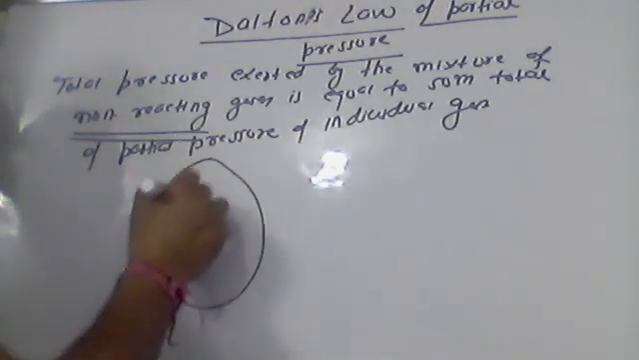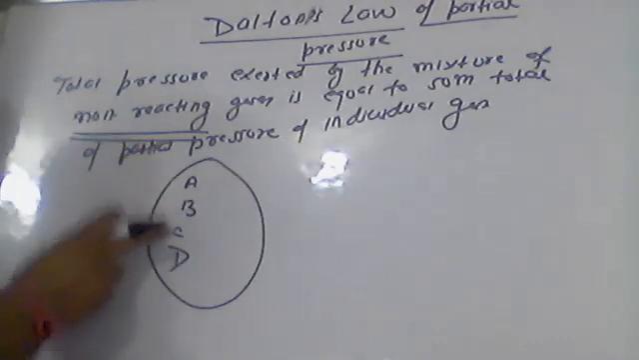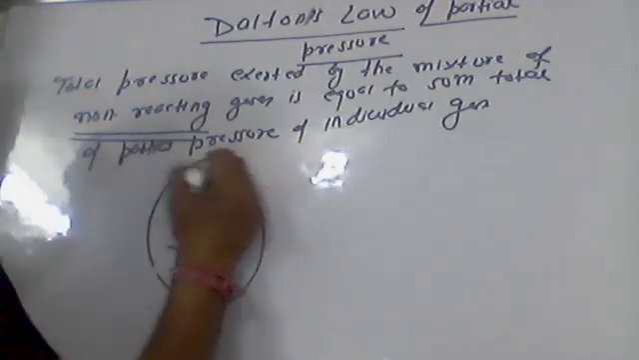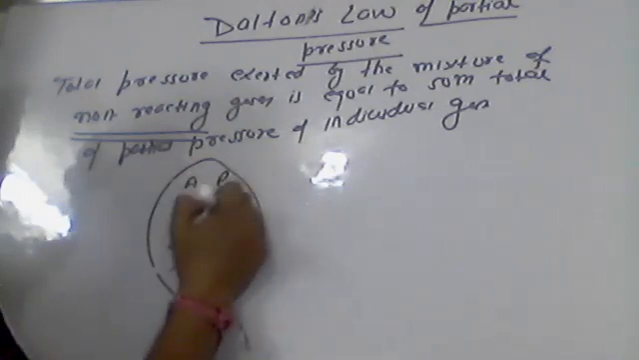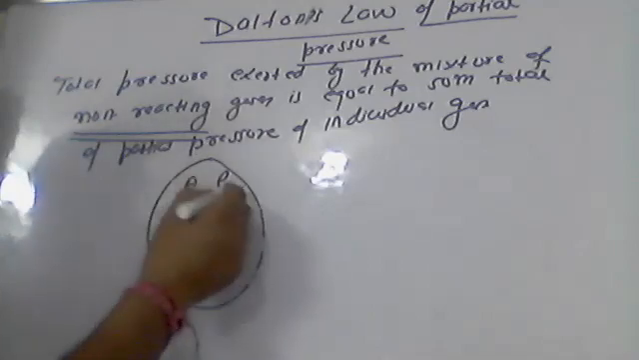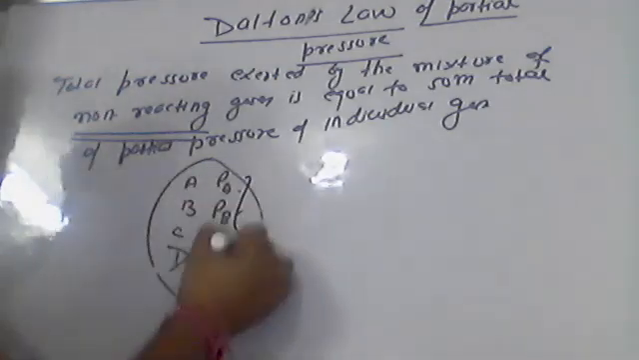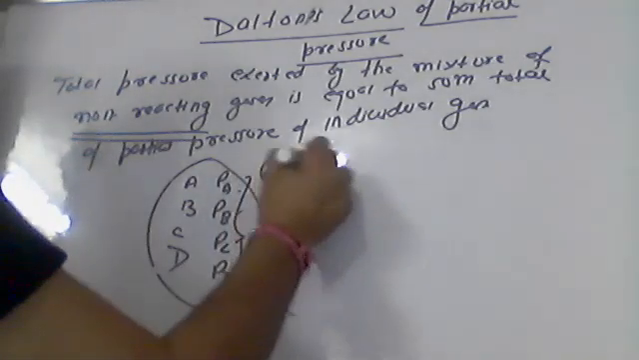and I'm going to fill this container with the gases A, B, C and D. Four gases I'm going to fill, A, B, C, D. Important, these gases should not react with each other, because if they react, then definitely some chemical reaction will go on and Dalton's law will not work out. So the gases must be non-reacting. Suppose the pressures are PA, PB, PC, PD. This pressure PA, PB, PC and PD, we call as partial pressure.